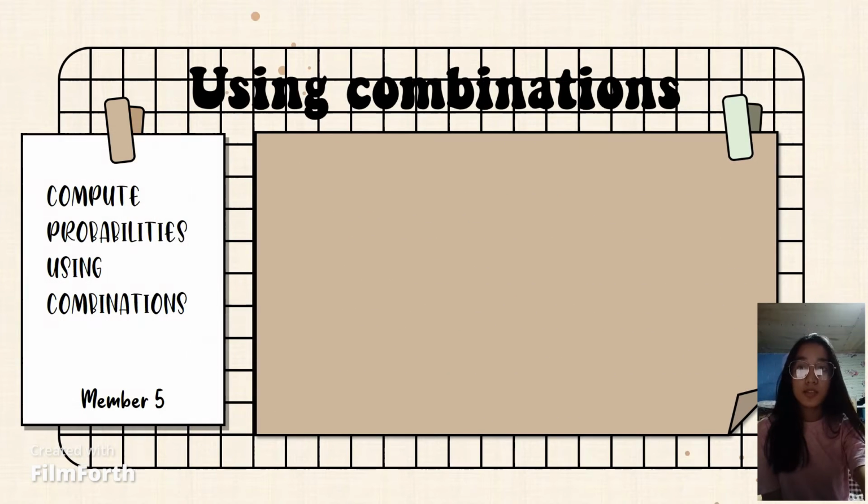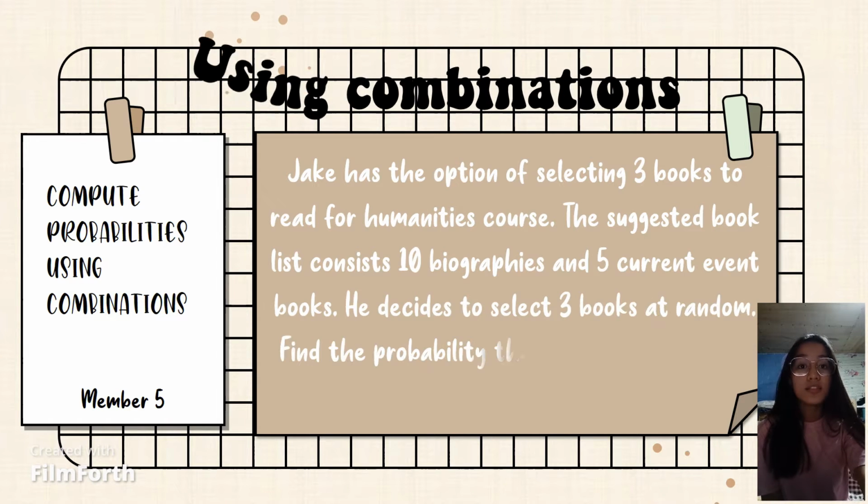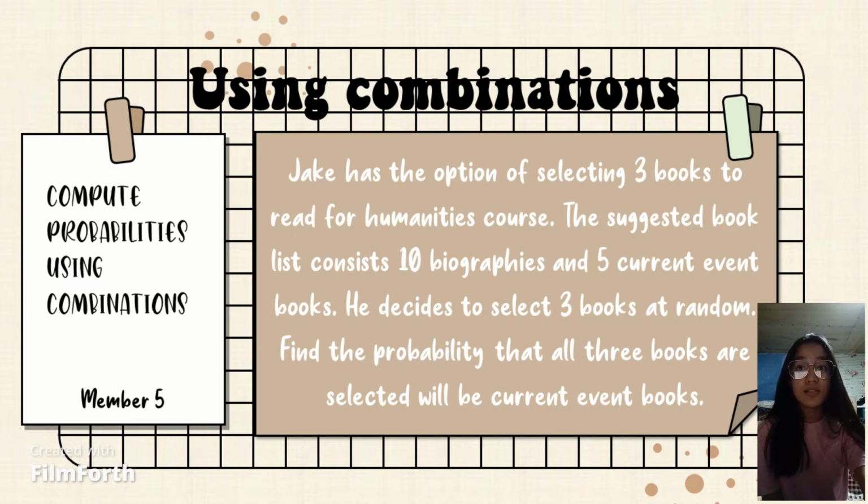Using combinations, Jake has the option of selecting 3 books to read for a humanities course. The suggested book list consists of 10 biographies and 5 current event books. He decided to select 3 books at random. Finding the probability that all 3 books selected will be current event books.